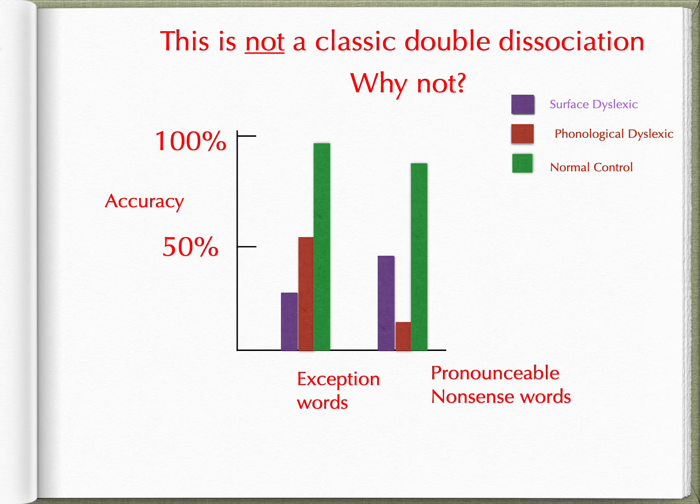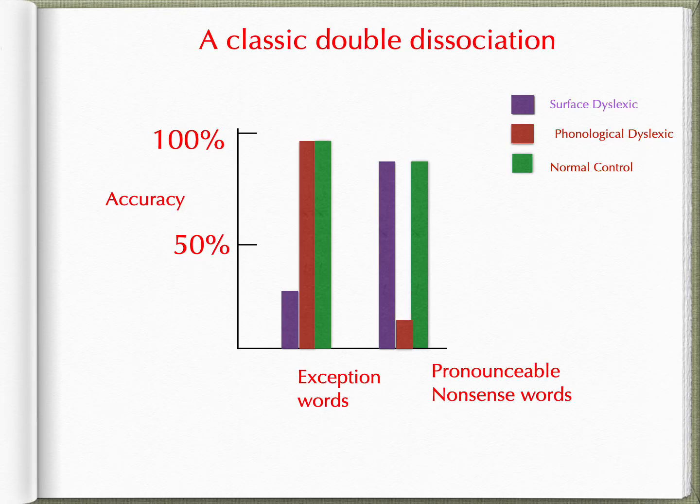This is not a double dissociation. And the reason is that the phonological dyslexic patient is also impaired on exception words, right? Not as much as the surface dyslexic, but this patient is not normal. So both patients are impaired on exception words. Both patients are impaired on pronounceable words, though to a lesser degree in one case versus another. This is not good evidence for clearly dissociable mechanisms, whereas this is, and this is the result you see.